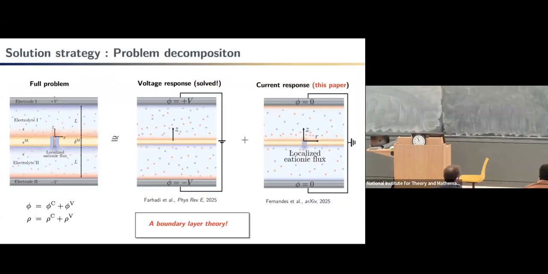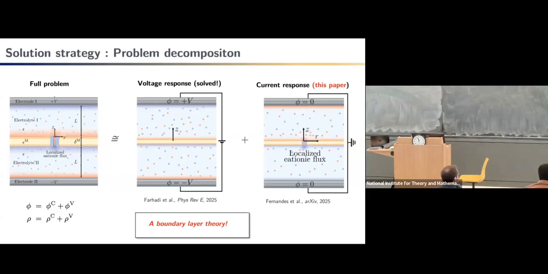So the way we solved this problem was to decompose it, again, because linearity holds. The full problem is where you have an active ion channel and you have electrodes held at a certain voltage. Turns out you can decompose this into a voltage response, which we've solved in a separate paper in Farhadi, and a current response where you have a current, but then you have grounded electrodes. So that turned out to be the problem that we were solving.